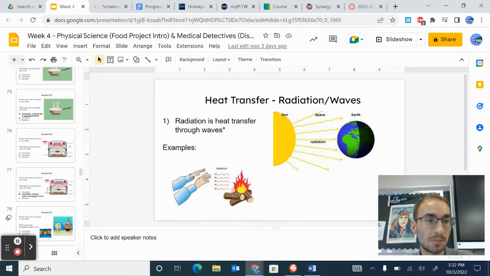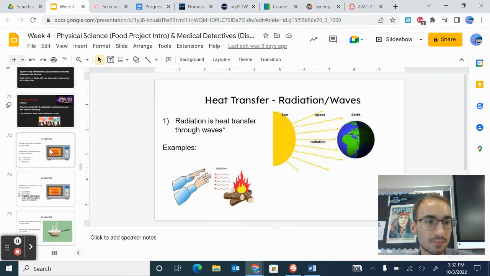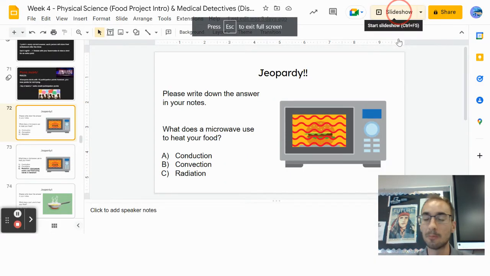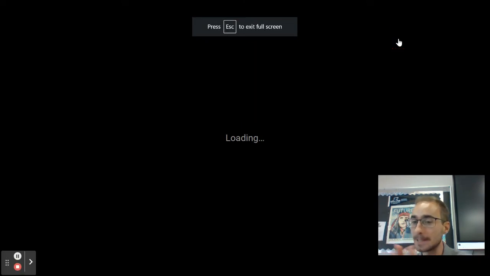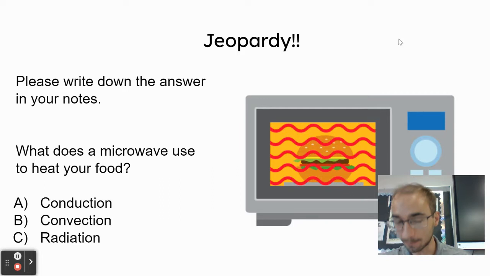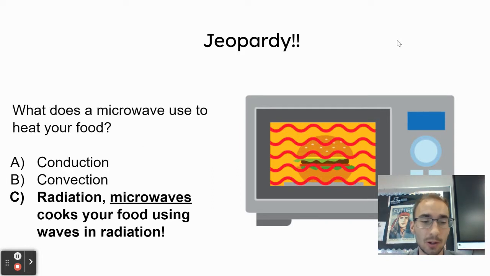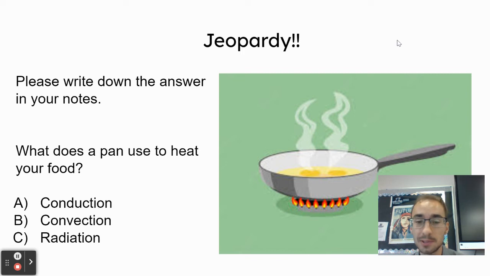I also have some practice questions for you. Please think about it. What does a microwave use to heat your food? Which one would be a microwave? Try and think about it while it loads. Pause video if you need more time to think. Hopefully you said radiation, because microwaves cook your food using waves in radiation.